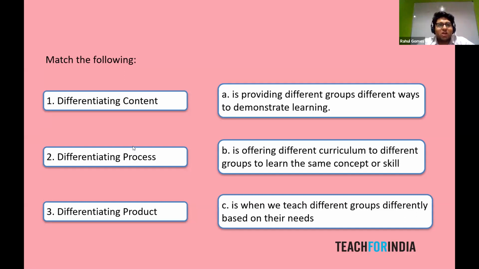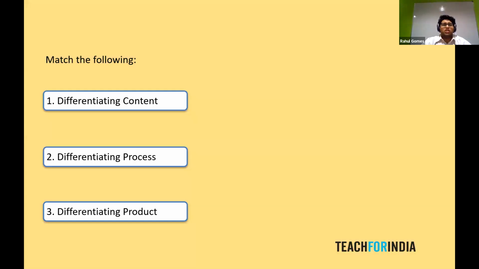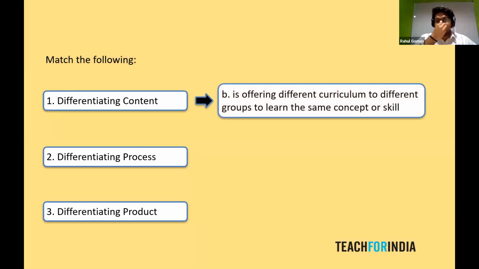Let's quickly look at what differentiating content, process, and product are. Let's talk initially about differentiating content. We differentiate content when we have groups that we've grouped flexibly, homogeneously or heterogeneously, on the basis of readiness, interest, or learner profile, and we offer them different curriculum to teach the same concept or skill. So the same objective or the same topic, but we're using different reading material or different ways to cover the same objective. That is an example of differentiating content. So one is B.